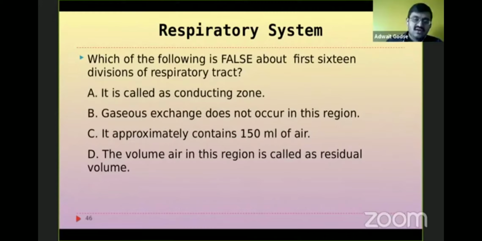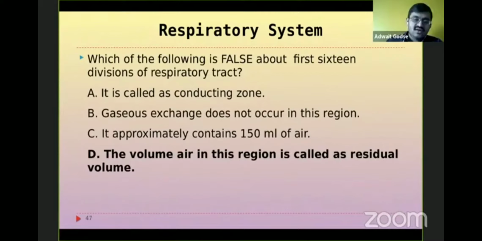A very important concept, dead space. Please read about it. So what remains? The wrong option. The volume of air in this region is not called as residual volume. It is called as dead space volume. Clear? Residual volume is the amount of air remaining in lungs after maximum exhalation. At the end of normal or tidal exhalation, the amount of air which is remaining is called as functional residual capacity. Another favorite question of examiners during Viva. Functional residual capacity. So correct answer here is D.